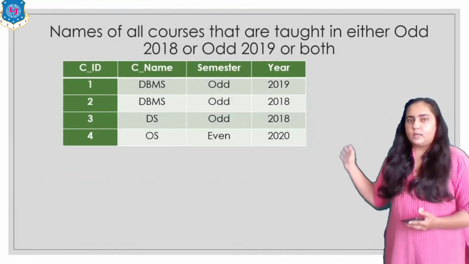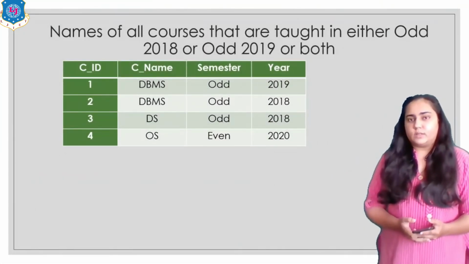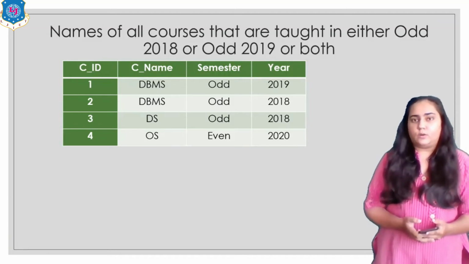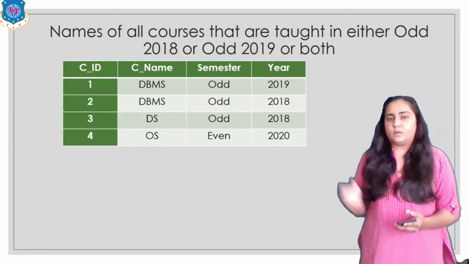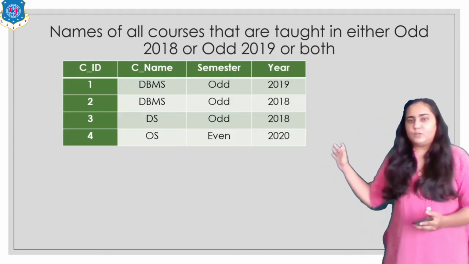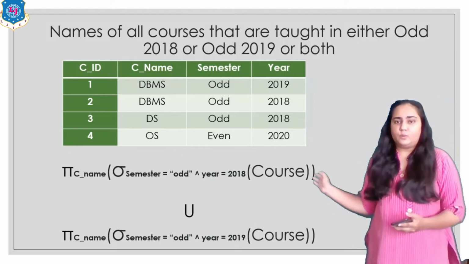Now let's see that with a table. So I'm going to get all the courses that were taught in either ODD 2018 or ODD 2019 or both. This is the query that I have. So in order to perform this, I'm going to use the course table that I have right here.